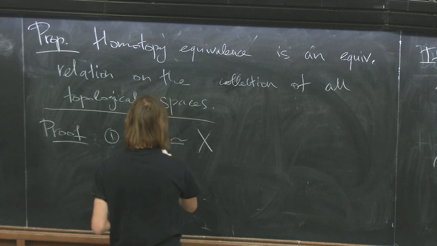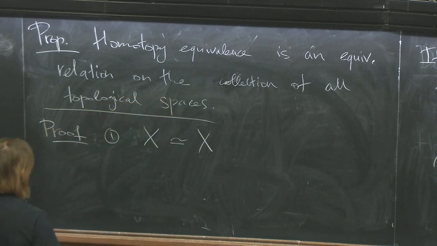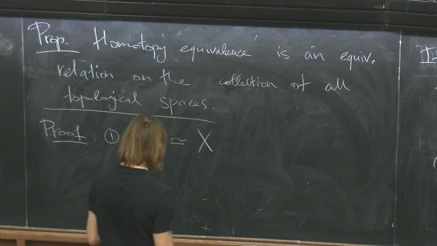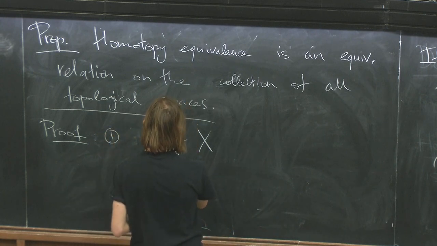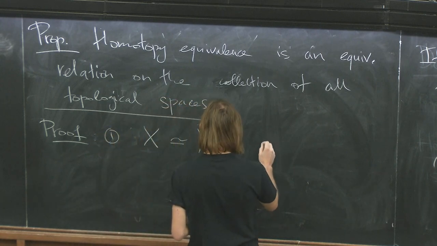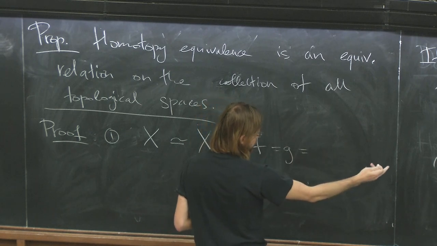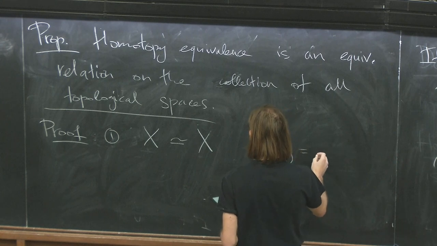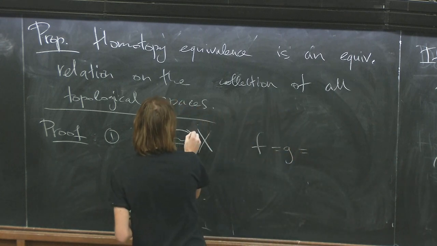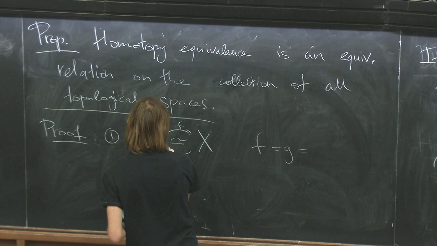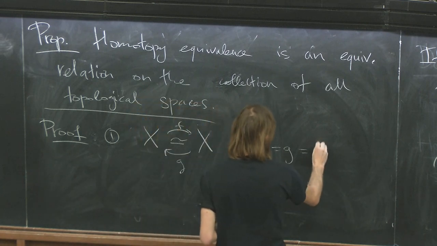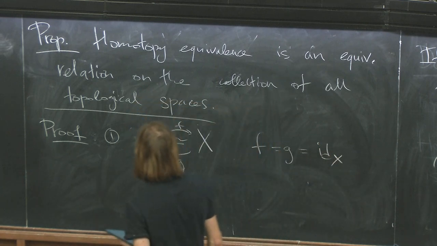The first statement is that X is homotopy equivalent to X itself. This is obvious: just take F and G as in the definition, where F was mapped one way and G the other way around, and take them to be the identity on X.